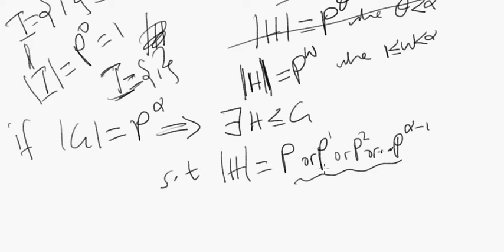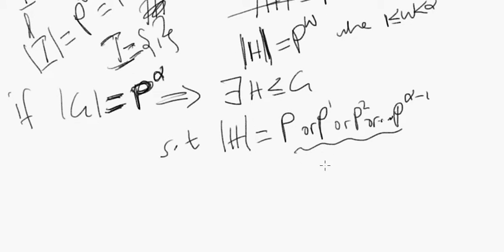Suppose we're able to prove that this is true. If this is always true for any group, that there's always a subgroup such that the order is some power of p that's less than alpha, and not 0 of course. So suppose we're able to prove this. Would this be enough to show our proof?